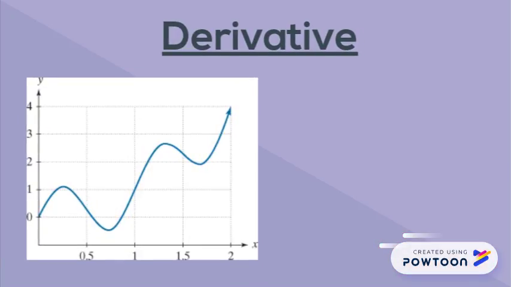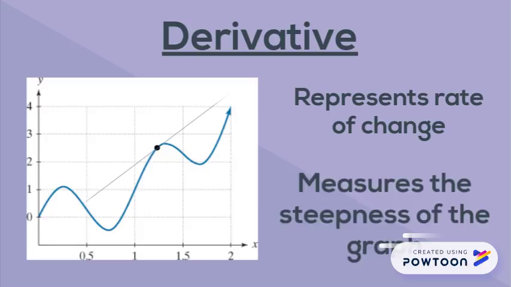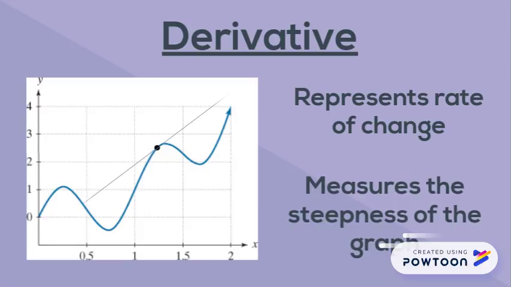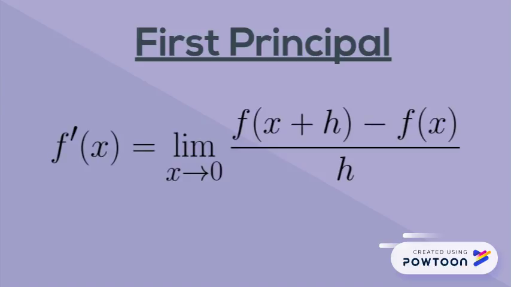Derivative is a way to represent the rate of change. The derivative at a point measures the steepness of the graph of a function at that particular point on the graph. This brings us to the first principle, which is f prime x equals lim f of x plus h minus f of x over h, where h is not equal to 0.